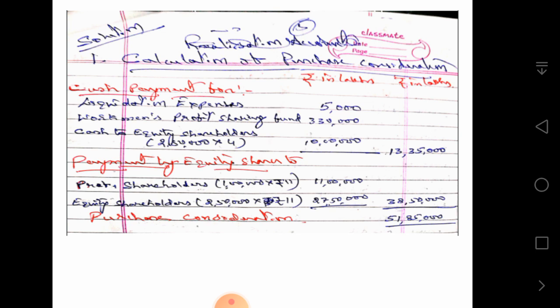Payment to shareholders by equity shares: preference shareholders will get 1 lakh shares at 11 rupees per share, so it comes to 11 lakhs. Equity shareholders get 2,50,000 shares at 11 rupees per share, which comes to 27,50,000. So shares given are totally 38,50,000, and with the liquidation expenses, cash and other things put together, total purchase consideration works out to 51,85,000.